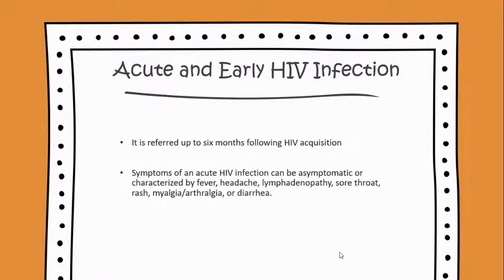Acute and early HIV infection is referred to as up to 6 months following HIV acquisition. Symptoms of an acute HIV infection can be asymptomatic or characterized by fever, headache, lymphadenopathy, sore throat, rash, myalgia or arthralgia, or diarrhea.